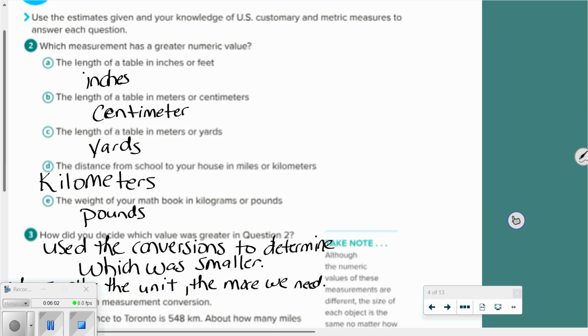If I look at that conversion rate, 1 mile is approximately 2 kilometers. So which one has a bigger number to start with? Kilometers. So that's obviously the smaller one, right? Because you need more smaller ones to make up a larger one.